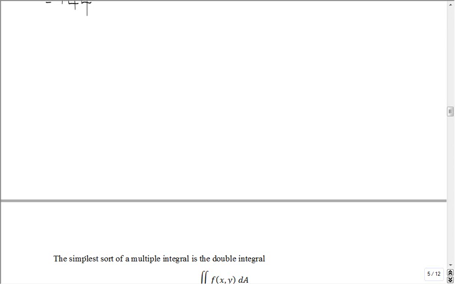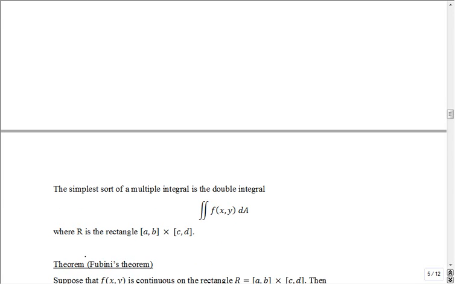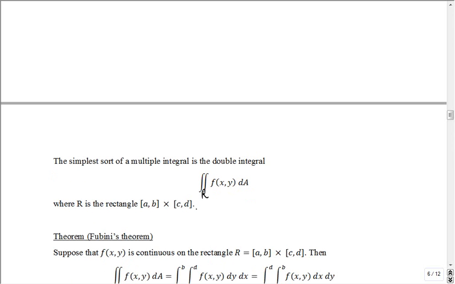So when you're doing those integrals, I will not ask you to use Riemann sums. You need to know how to integrate. Okay? So we are going to start with the simplest sort of the double integral. It is over a rectangle. So put your little R below here. The simplest sort of a multiple integral is the double integral over a rectangle. That's the simplest it can get. So f of xy dA.